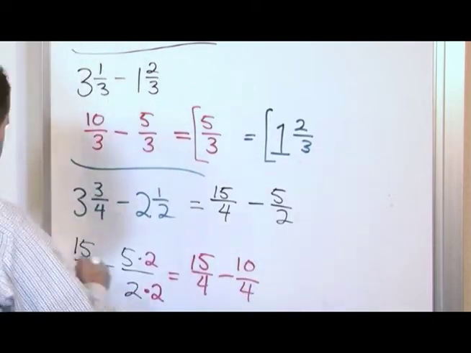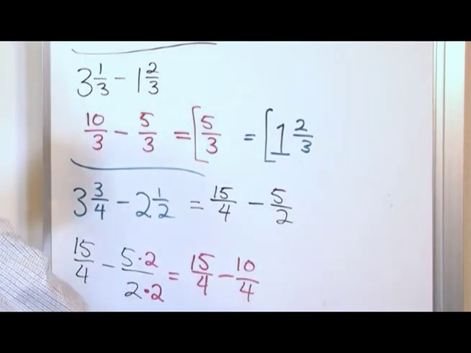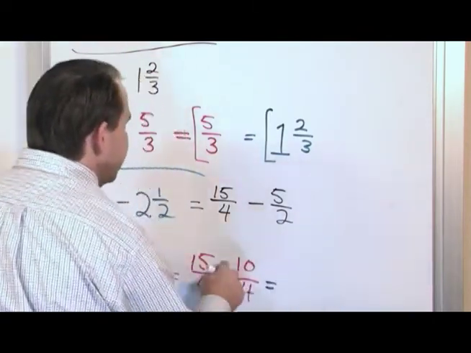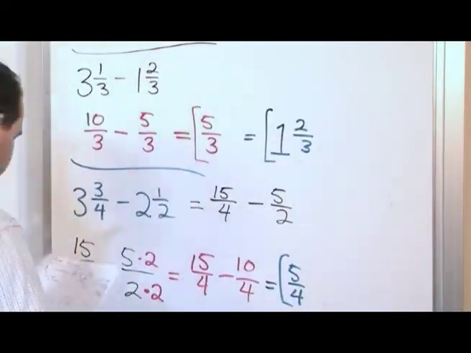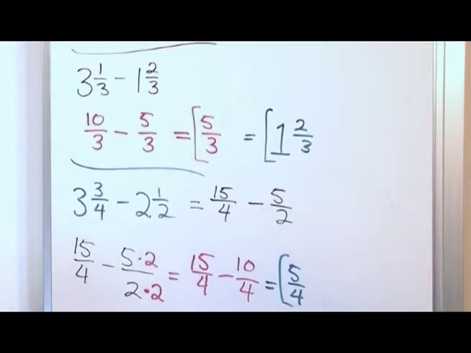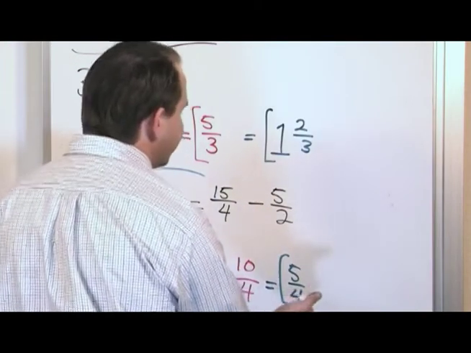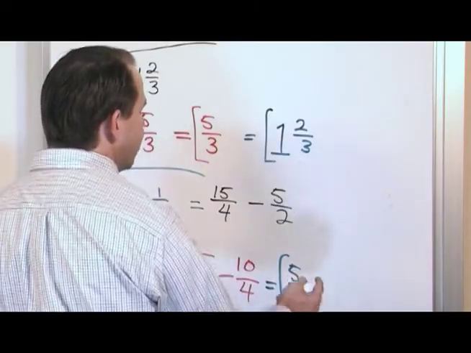Now I've got a common denominator. So I do the subtraction. 15 minus 10 is 5/4. And that's the answer. 5/4 is the answer. But again, if your teacher or your worksheet or whatever wants you to write it as a mixed fraction, since the top is bigger than the bottom, you can do that.